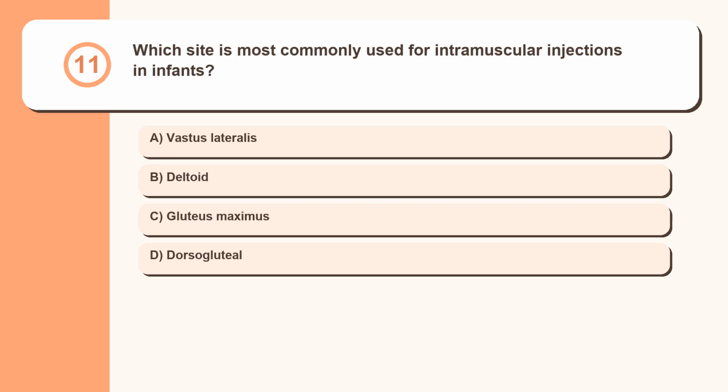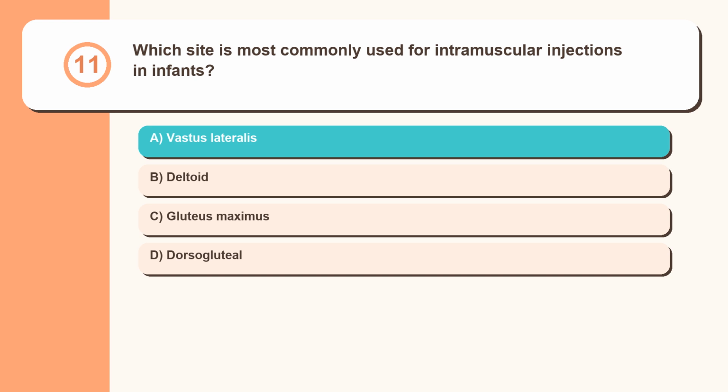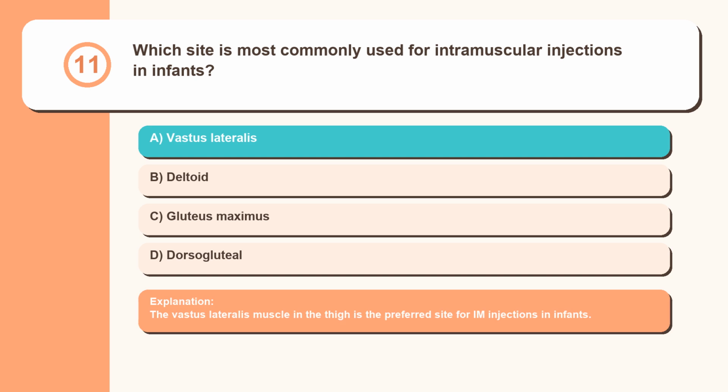Question 11. Which site is most commonly used for intramuscular injections in infants? Vastus lateralis, deltoid, gluteus maximus, dorsogluteal. The vastus lateralis muscle in the thigh is the preferred site for IM injections in infants.